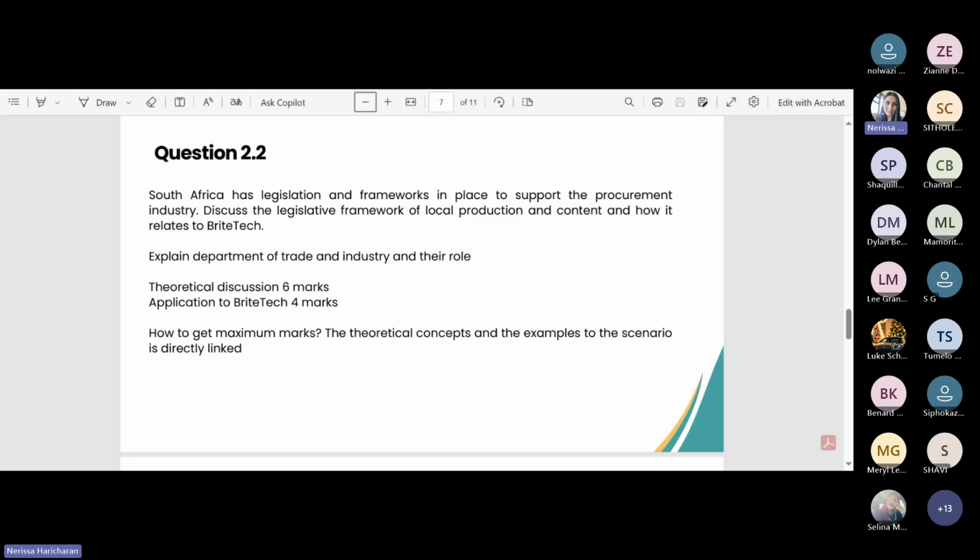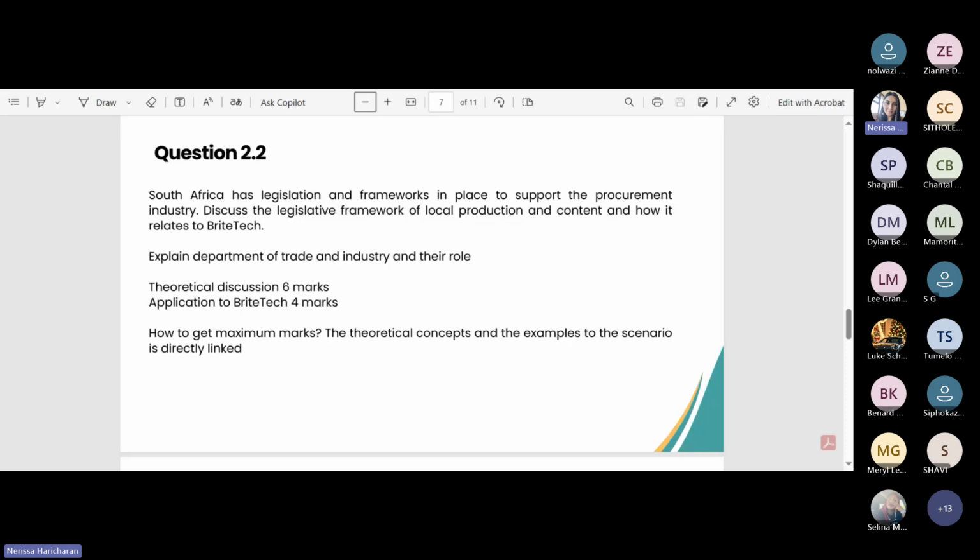So for theory, we're looking at 6 marks. For application, we're looking at 4 marks in this question specifically, okay? And there's a whole chapter, a good few pages, on legislation and framework. I'm not going to go through the content of it because it is quite theory driven, with the different policies, with procurement preferential policies, etc. So look at all of these things. The chapters provided to you in the PACER. Make sure you find the relevant act or the relevant legislation that relates directly to BrightTech.